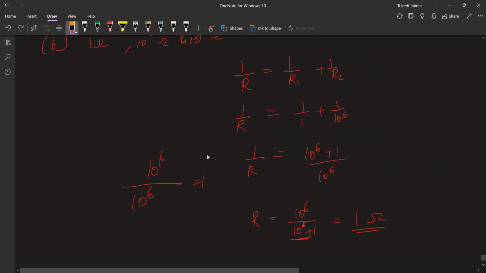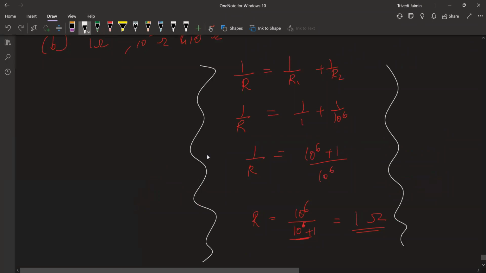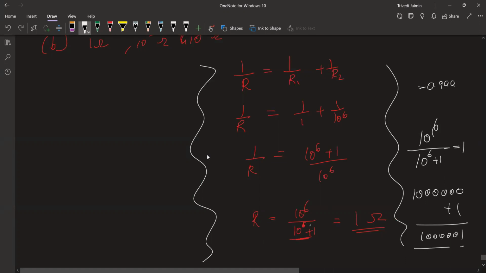If you can't get this one, there is another way; I'll solve the second question in some other way. So how did you get 10 power 6 by 10 power 6 plus 1 is 1? 10 power 6 divided by 10 power 6, I just showed, no? Then plus 1? 1, 2, 3, 4, 5, 6 plus 1 means 1, 2, 3, 4, 5, 1. It won't make any difference here. These both are almost similar. You will get 0.999999 something. Okay, sir, it won't make a difference. It won't make much difference.